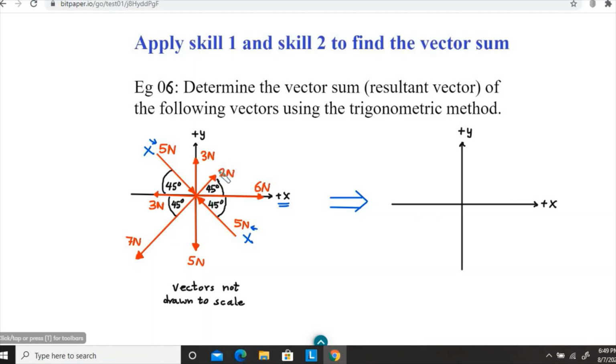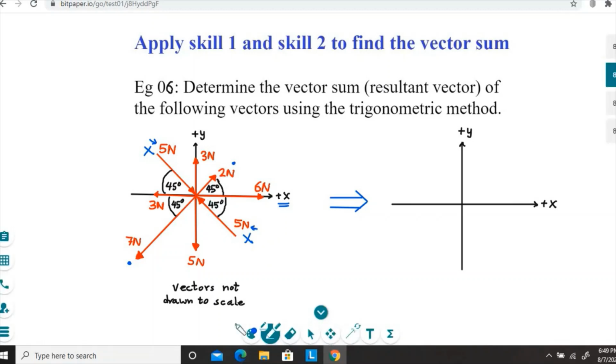Now you'll come to the last pair. There's a 2 Newton force over here, so that is in this direction. And then there's a 7 Newton force over here. Again, if you look at it, the net result is 5 Newtons towards this 7 Newton force. So as a result, you can simplify this 8 vector combination into just 3 vectors.